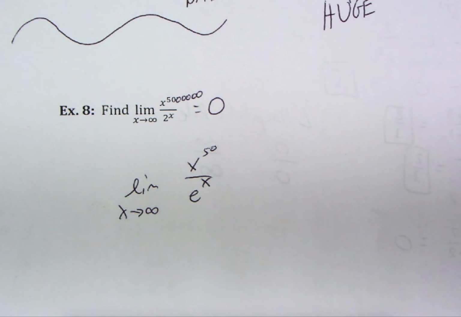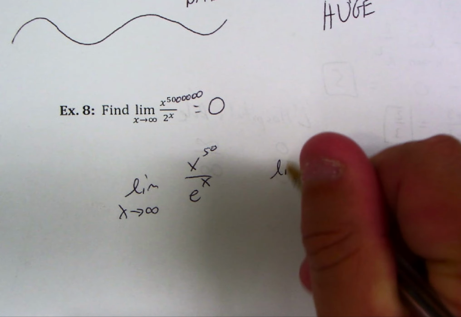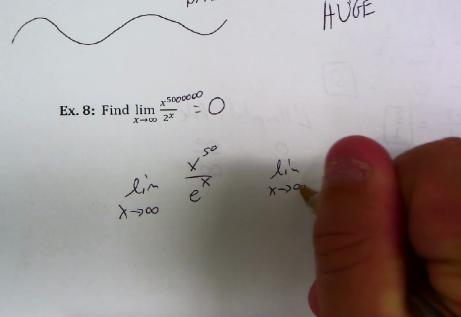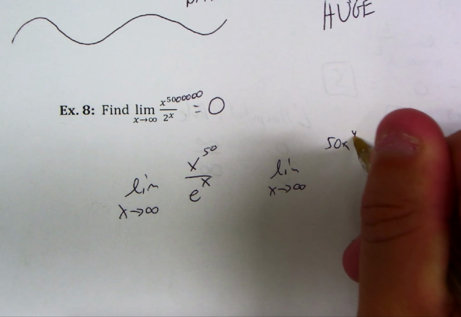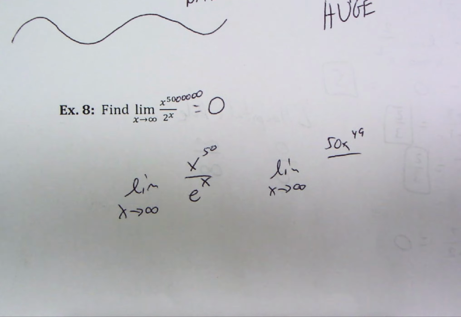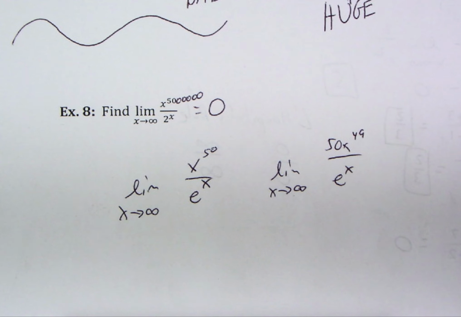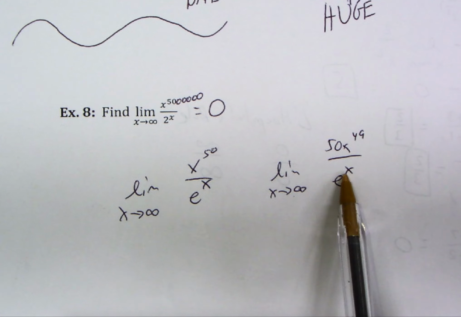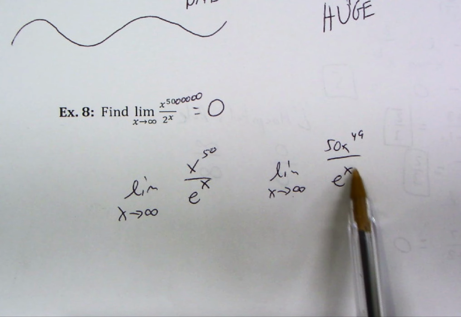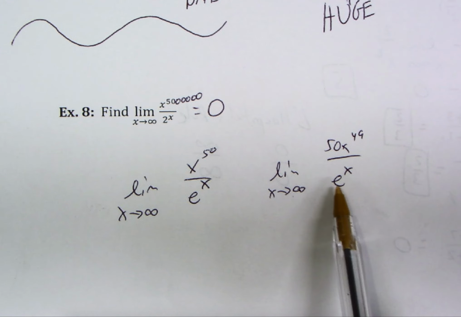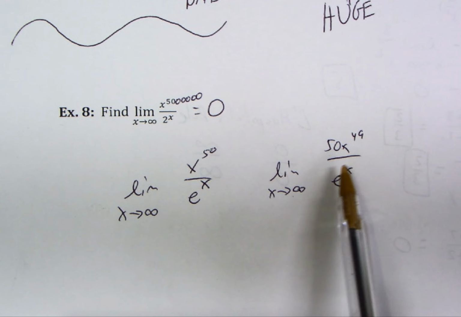So L'Hopital's rule. Then I could do the limit as x goes to infinity of 50x to the 49th over e to the x. Take the derivative of the top and bottom using L'Hopital's rule. Well, if I plug in infinity, I'm going to get infinity on top and bottom again. So we can use L'Hopital's rule again. I could take the derivative of the top and bottom again. And what you'll notice is e to the x, no matter how many times I do this, is always going to stay e to the x.